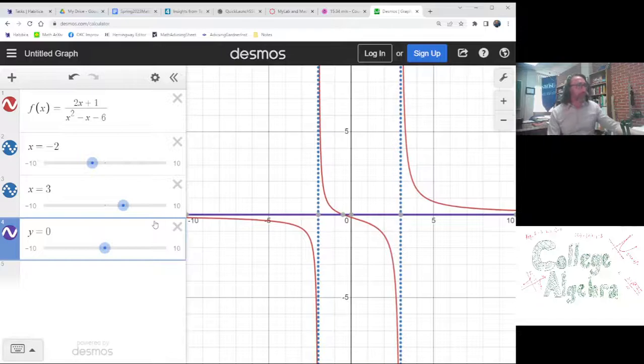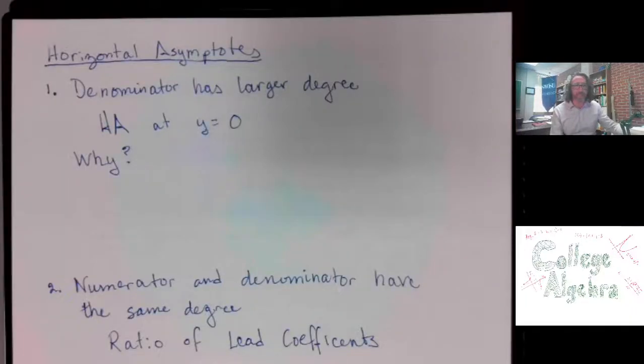And the reason that we are seeing a horizontal asymptote at y equals 0, because it won't always be at y equals 0, is because my numerator for my rational function is a degree 1 polynomial. Okay, it's a linear polynomial. Whereas my denominator is a second degree polynomial. So the denominator has the larger degree. So horizontal asymptotes, it actually breaks up into three cases. Let me switch over to the document camera.